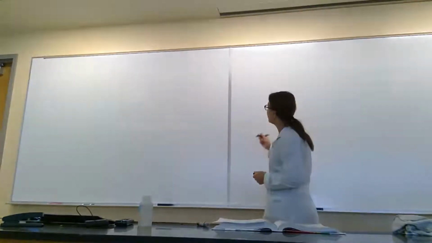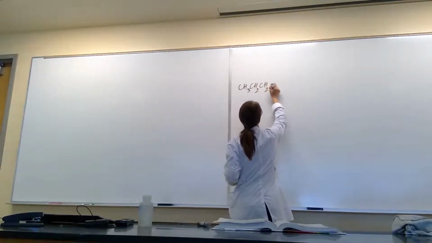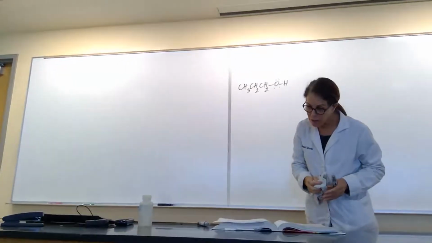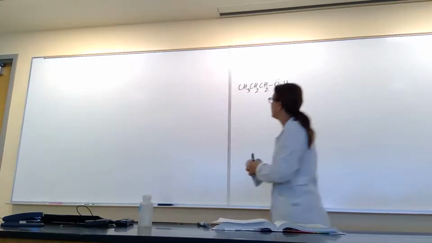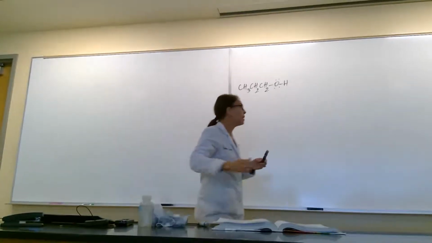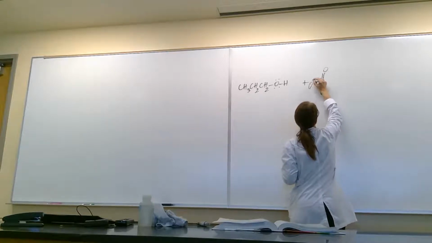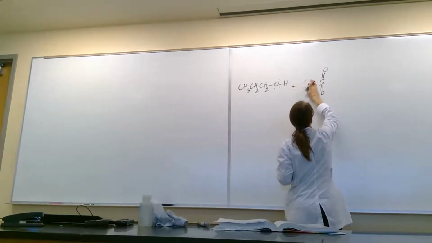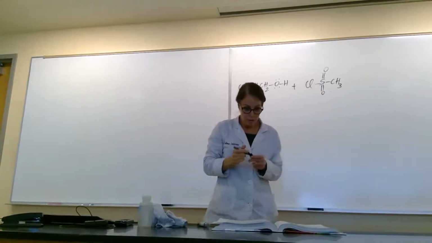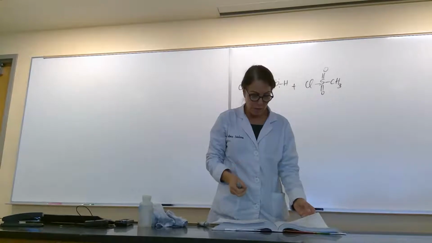So we have CH3CH2OH, and it's asked to react with methane sulfonyl chloride. So what is methane sulfonyl chloride? The sulfonyl chloride is SO2Cl, and the methane here is CH3. Okay? So the first step says methane sulfonyl chloride.